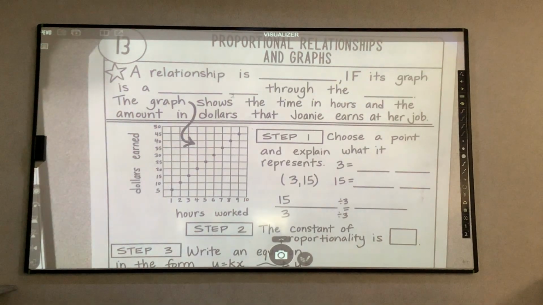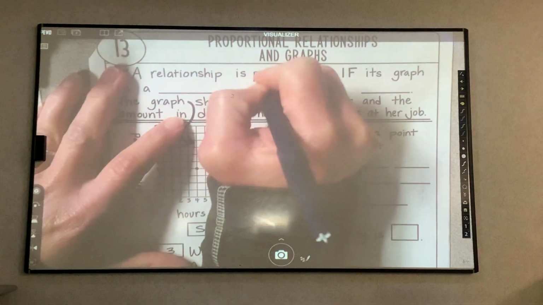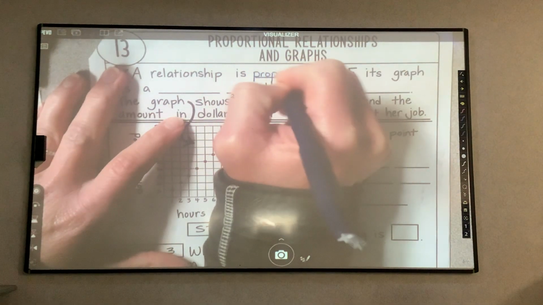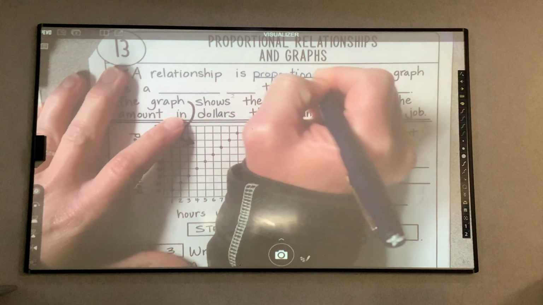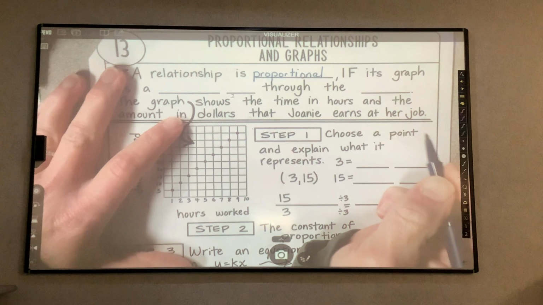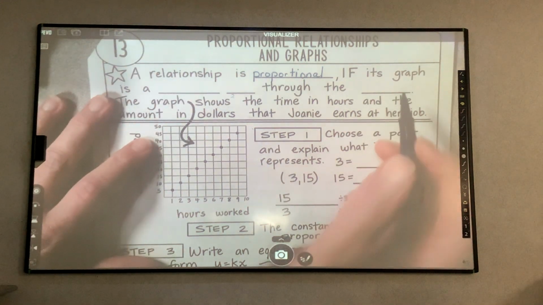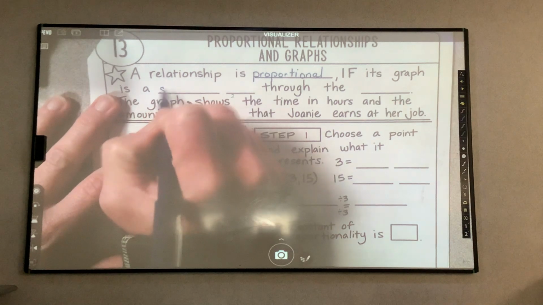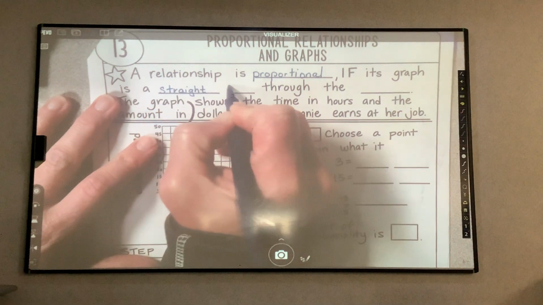Proportional relationships and the graphs. A relationship is proportional. So we learned yesterday it is if they had equivalent ratios. But on a graph, it's proportional if its graph is a straight line.